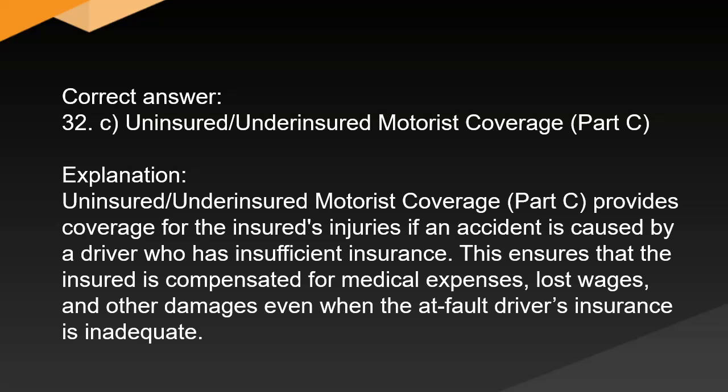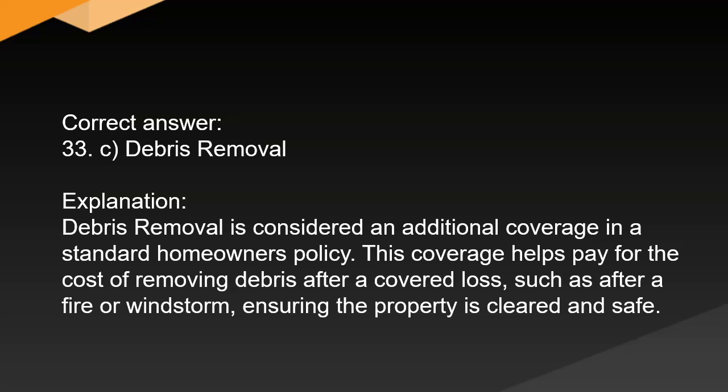Explanation. Uninsured underinsured motorist coverage, Part C, provides coverage for the insured's injuries if an accident is caused by a driver who has insufficient insurance. This ensures that the insured is compensated for medical expenses, lost wages, and other damages even when the at-fault driver's insurance is inadequate. Correct answer. C. Debris removal. Explanation. Debris removal is considered an additional coverage in a standard homeowner's policy. This coverage helps pay for the cost of removing debris after a covered loss such as a fire or windstorm, ensuring the property is cleared and safe.